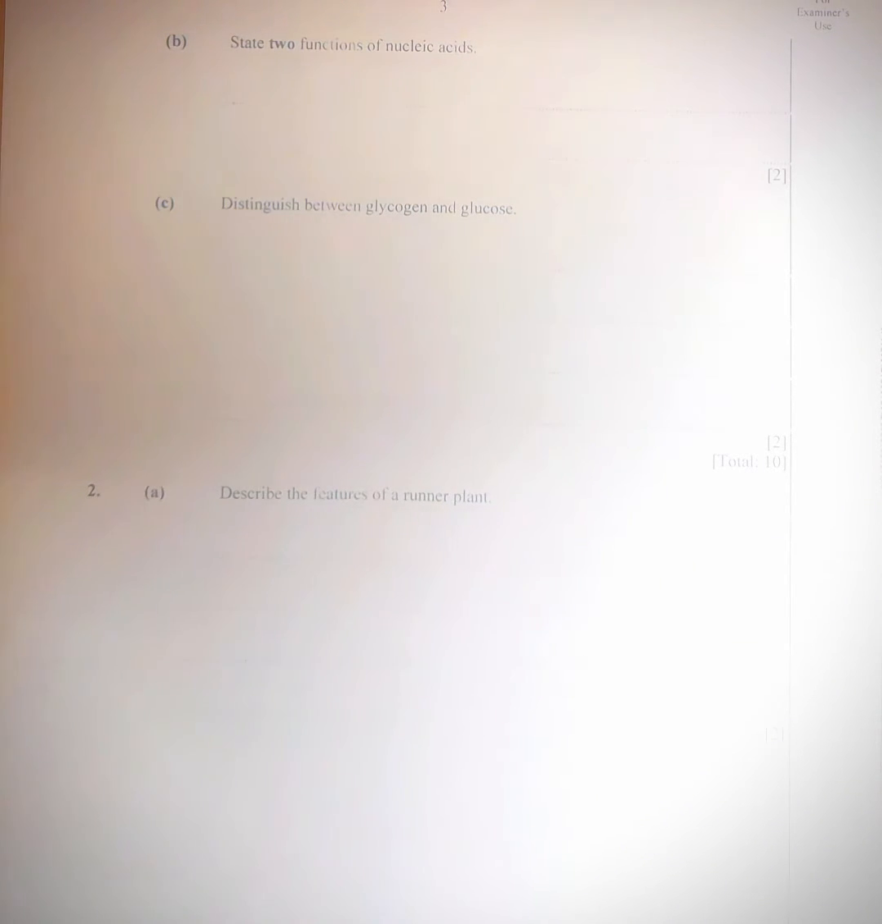These are biomolecules that play essential roles in all the cells and viruses. Examples of nucleic acids, we have DNA and RNA. So the major function of nucleic acids involves storage and expression of genomic information and also protein synthesis.